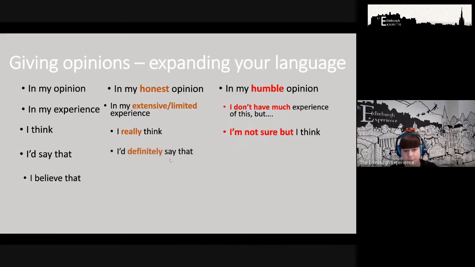I'd say, put in the word definitely. I definitely say, or the word probably. Yeah, I'd probably say. And I believe, right? We could add in strongly believe or use it's generally believed.